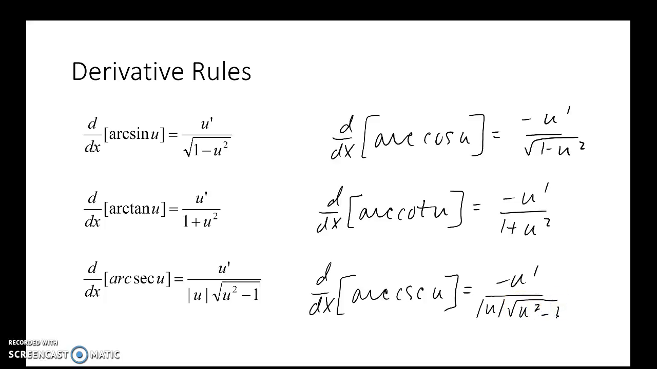Okay, so to develop our integral rules, they'll be based on our derivative rules, because we know when we take the antiderivative of a derivative, they're inverses of each other. So we'll focus on arc sine, arc tan, and arc secant, because the derivatives of the arc cosine, cotan, and cosecant are just the opposite. They'll all fit into a form of arc sine, arc tan, or arc secant.